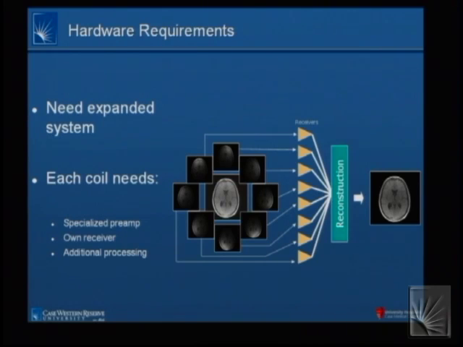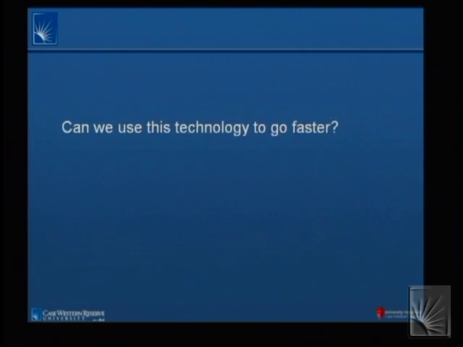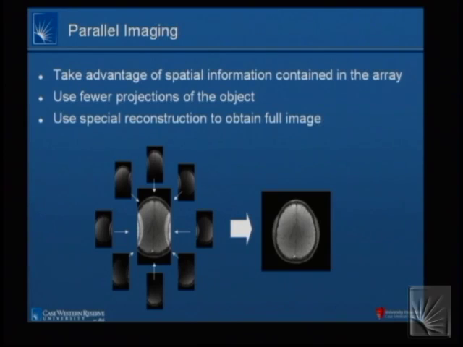Now the challenge is we need to expand the system and have multiple arrays, but the neat thing is each coil array, or each element of the coil, essentially carries some type of spatial information with it. That is, this coil over here has some information associated with detecting this part of the object. This coil over here carries some information because it doesn't have sensitivity everywhere but locally.